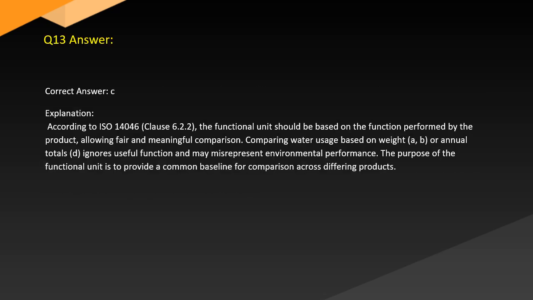Answer. Correct answer: C. See explanation. According to ISO 14046, Clause 6.2.2, the functional unit should be based on the function performed by the product, allowing fair and meaningful comparison. Comparing water usage based on weight (A, B) or annual totals (D) ignores useful function and may misrepresent environmental performance. The purpose of the functional unit is to provide a common baseline for comparison of differing products.